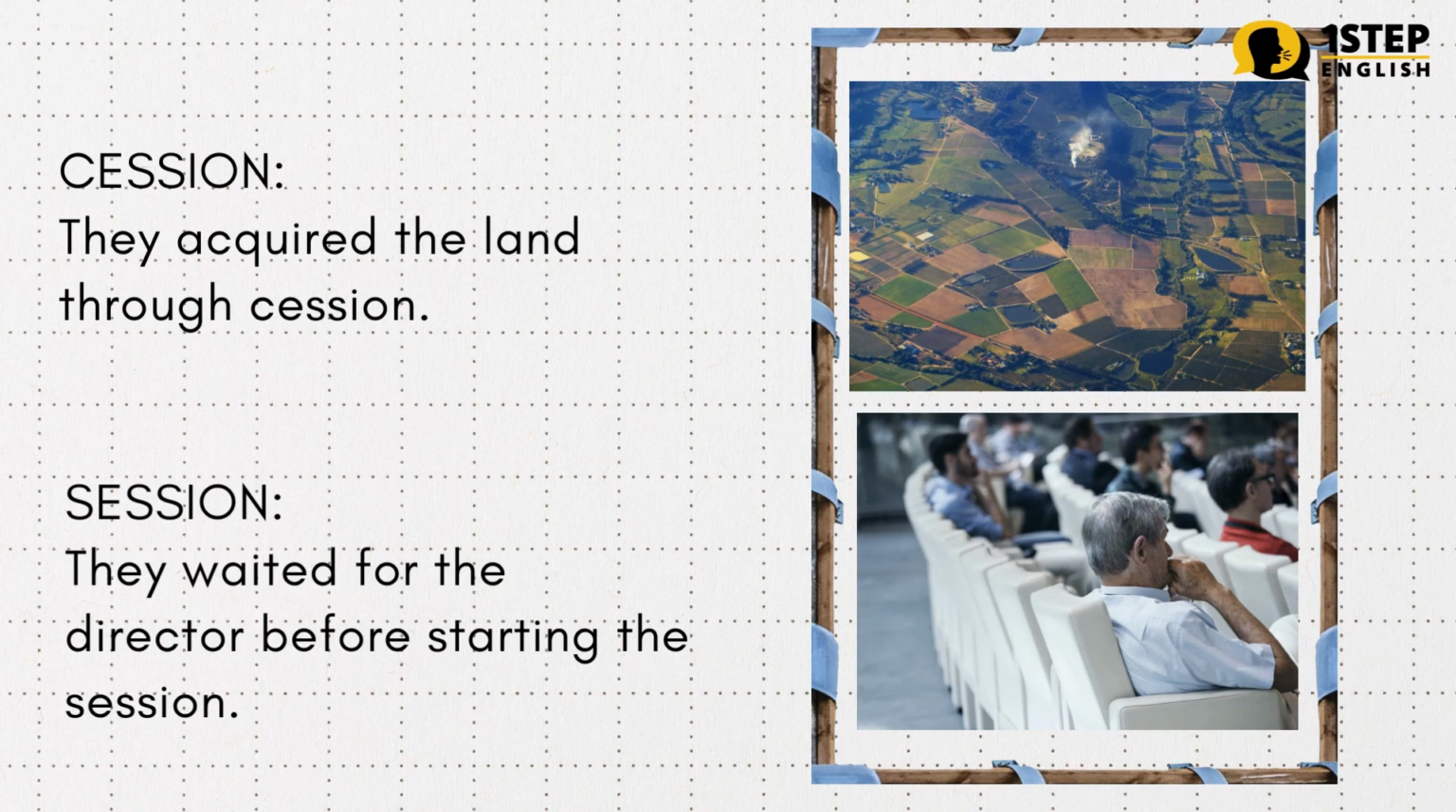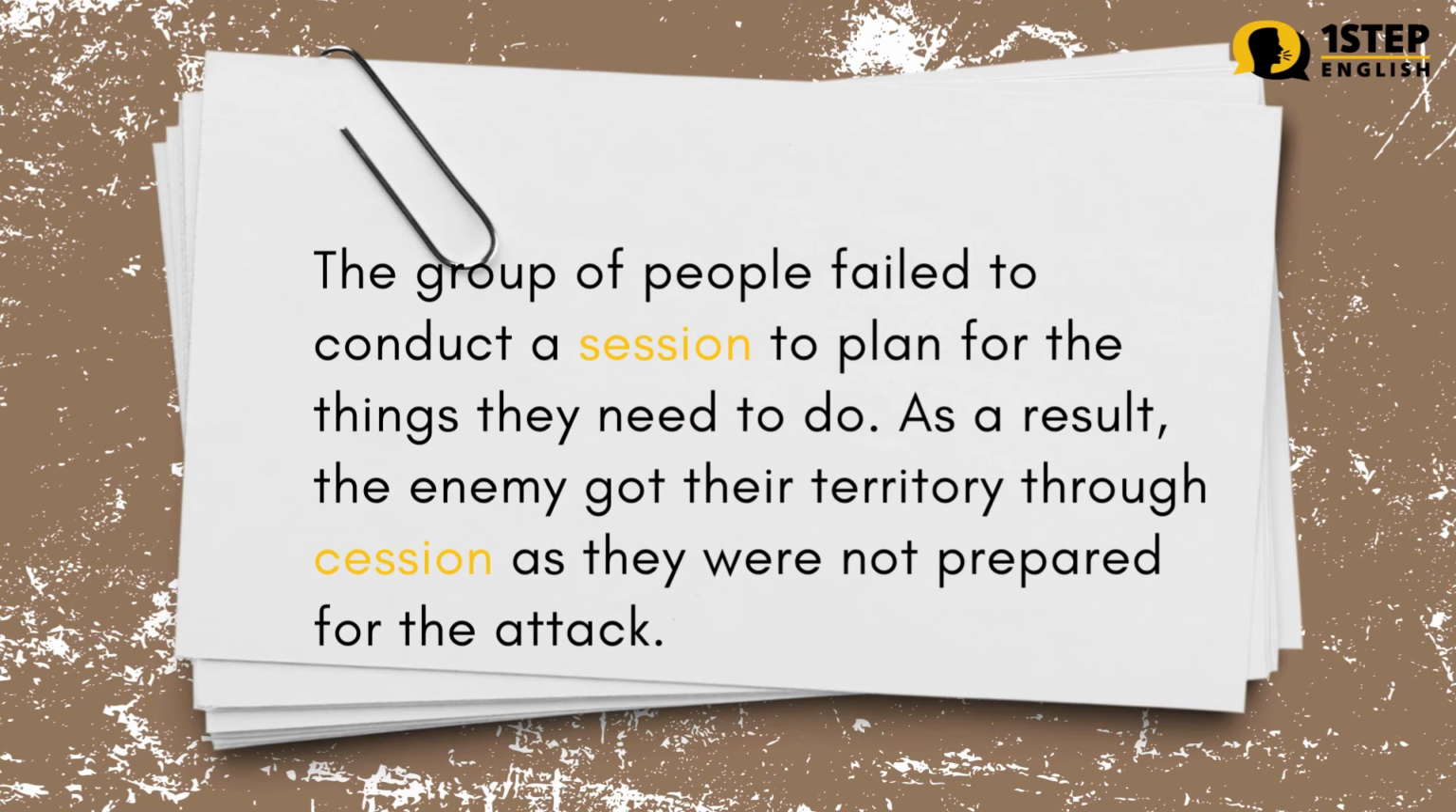Examples. Cession. They acquired the land through cession. Session. They waited for the director before starting the session. Let us use the words together. The group of people failed to conduct a session to plan for the things they need to do. As a result, the enemy got their territory through cession as they were not prepared for the attack.